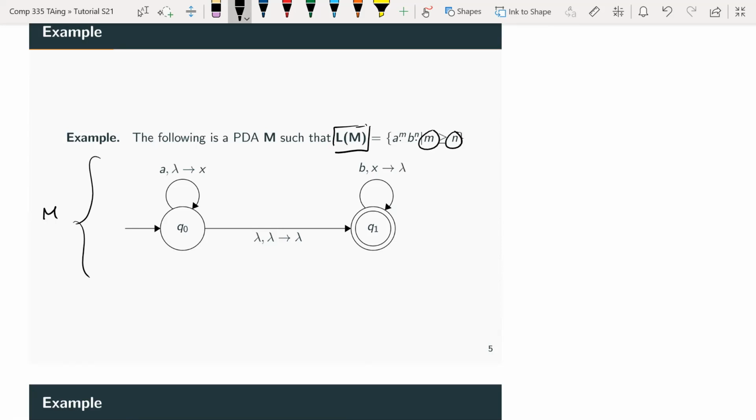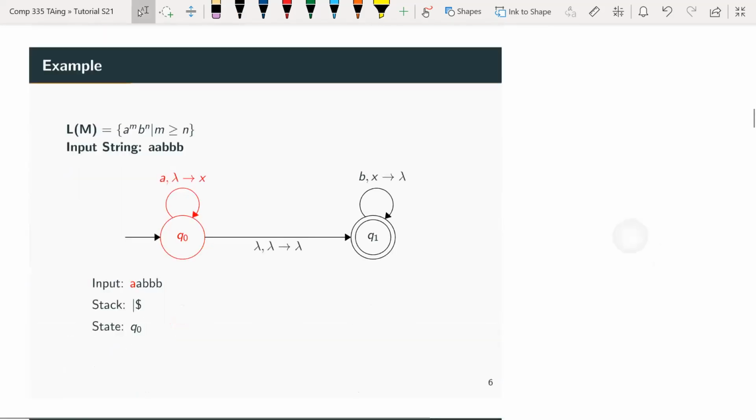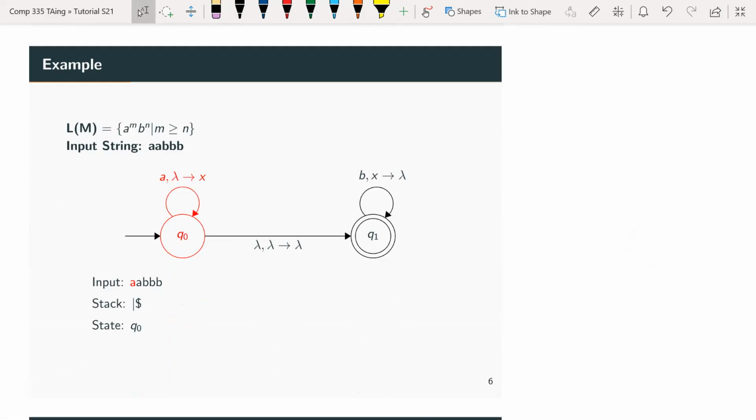So why is this true? Well, let's look at an example computation. Suppose your input string was AABBB. In theory, this should be rejected, because you have 2 A's and 3 B's, and 2 is not greater or equal to 3. So let's see if that happens. Your input is AABBB.